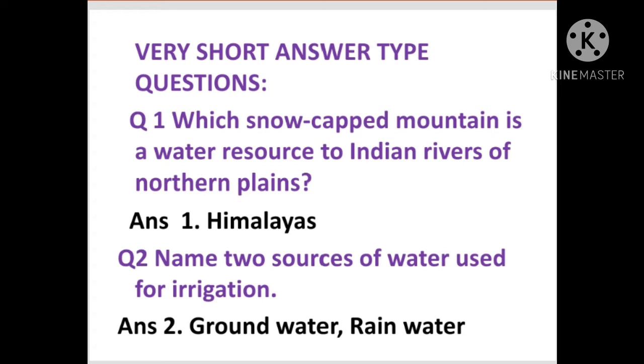Now question 2. Name two sources of water used for irrigation. Answer is groundwater and rainwater. Groundwater means underground water. These two sources of water are used for irrigation by the farmers.